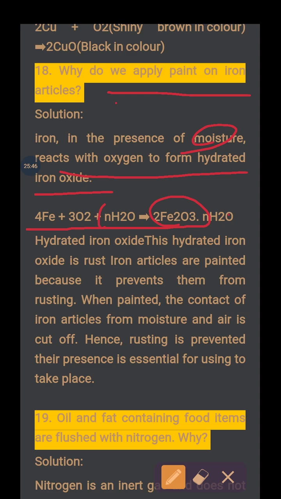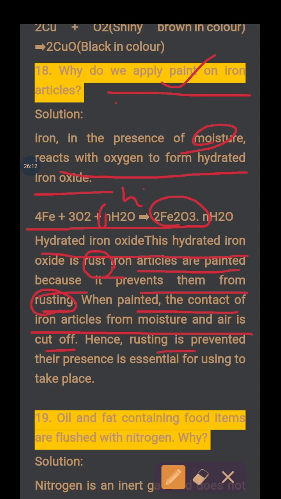Here the n is not identified, it is whatever whole number. Hydrated iron oxide is rust, and iron articles are painted because it prevents rusting. So to prevent rusting, we apply paint on the iron article. When we paint it, the contact of the iron article with moisture and air is cut off, hence rusting is prevented. Their presence is essential for rusting to take place. Okay.